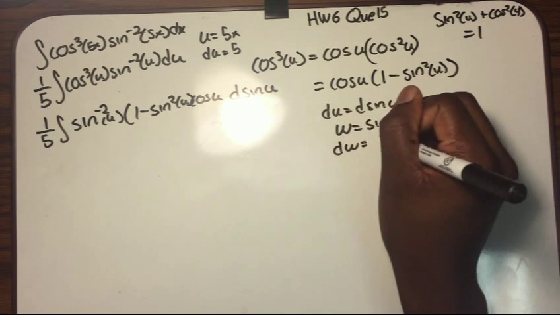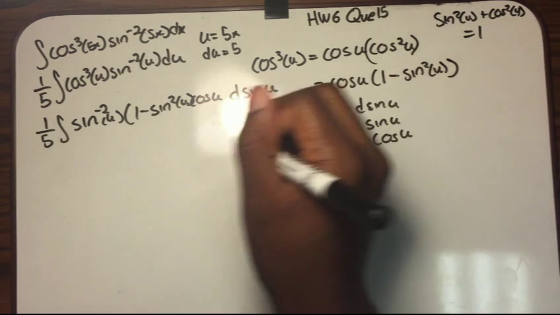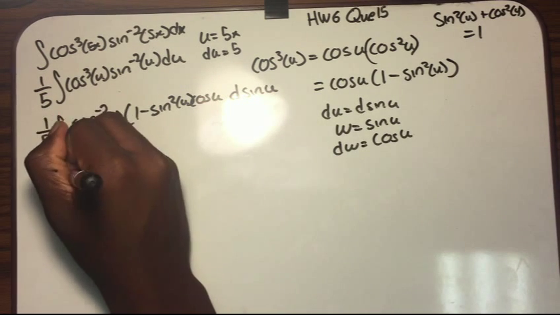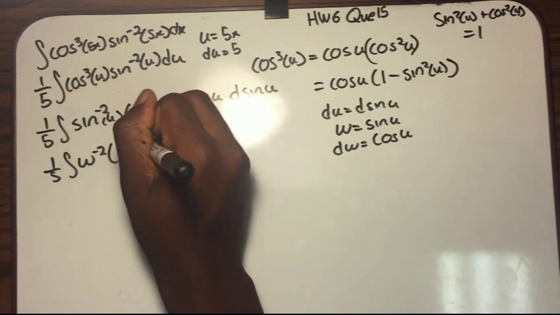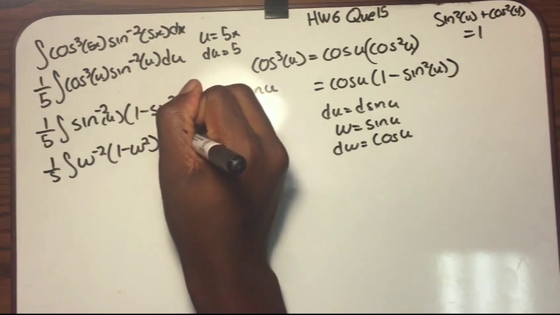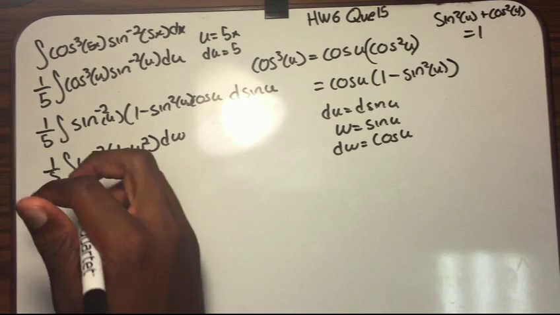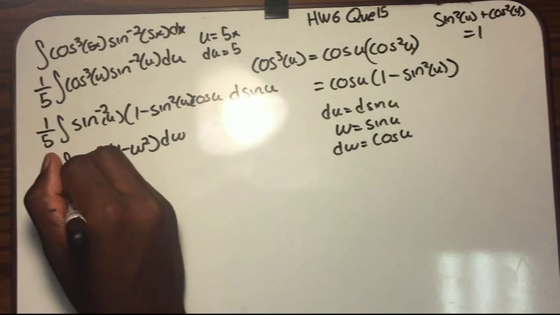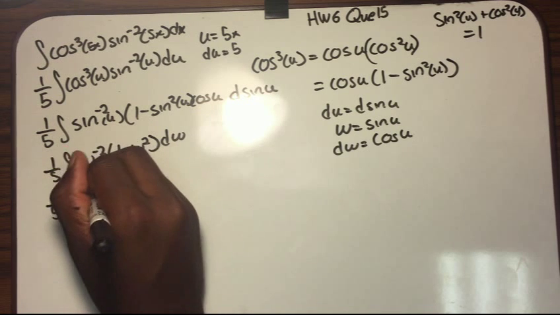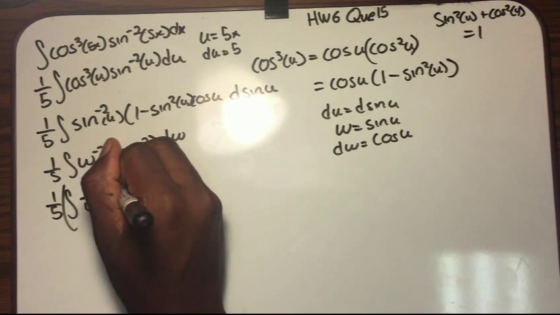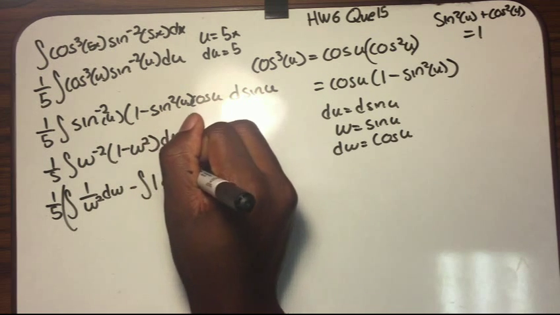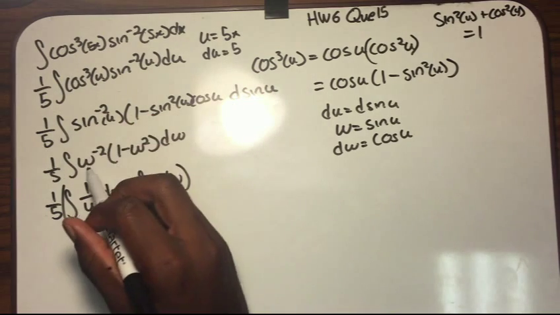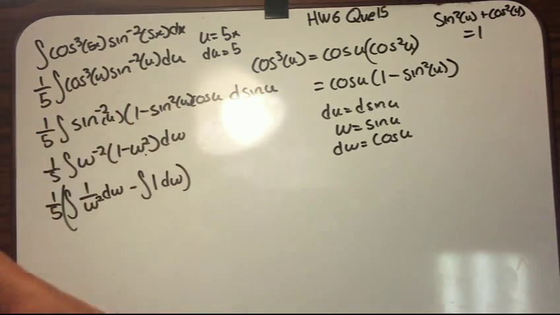From this step on, we're going to use the other substitution. We're going to say w is equal to sine of u, and dw is equal to cosine of u du. And what you end up getting is 1/5 the integral of w to the negative 2 times 1 minus w squared dw. And after multiplying this out, you have 1/5 times the integral of 1 over w squared dw minus the integral of 1 dw.